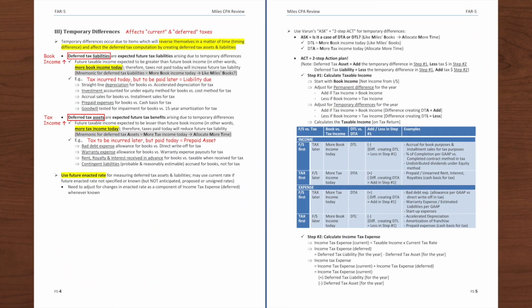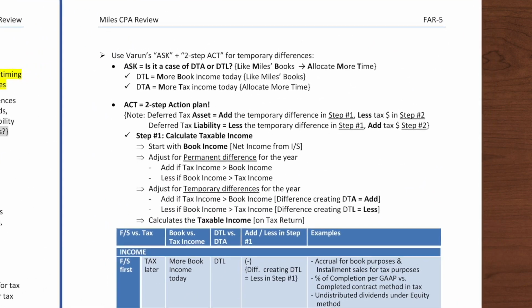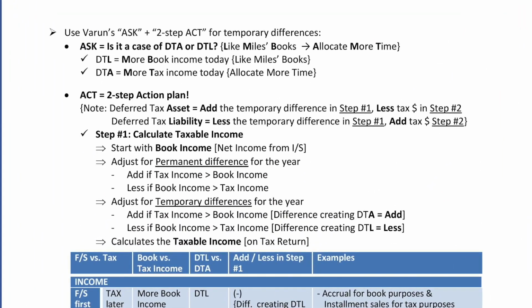Now, I've given you a lovely trick to account for temporary differences between your GAAP books and your tax books. These temporary differences, they could create a deferred tax asset or a deferred tax liability. So the first thing that you do is you ask whether it's a case of a deferred tax asset or deferred tax liability. So circle ask and underline DTA or DTL. So use my mnemonic for answering this. So the question is, do you like Miles books? If you do, allocate more time. So like Miles books, so it's a liability if it's more book income today. Allocate more time, so it's a deferred tax asset if it's more tax income today.